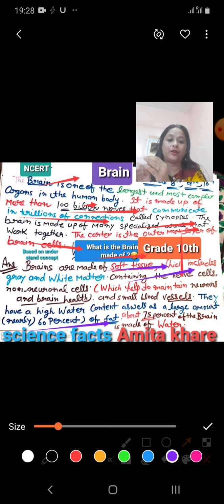They have a high water content as well as a large amount of fat: about 60% of the brain is fat, and 75% of the brain is made up of water. So 60% fat and 75% water are found in the brain.